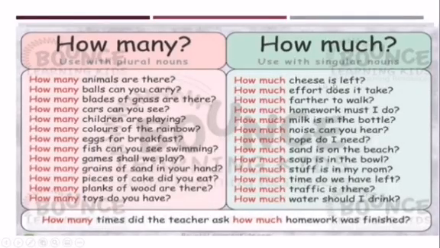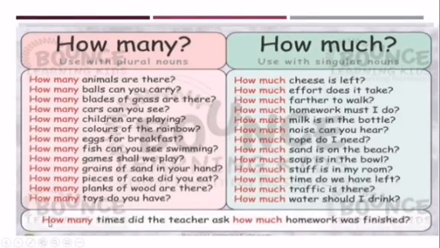How much cheese is left? How much effort does it take? How much farther to walk? How much homework? Homework in English is an uncountable noun. We never say one homework, two homeworks. No. Homework cannot be counted. Okay? Milk, noise, rope, sound. Here you have much vocabulary you need to practice.